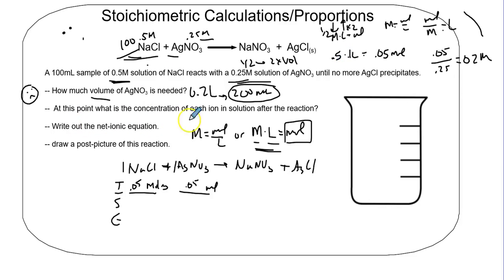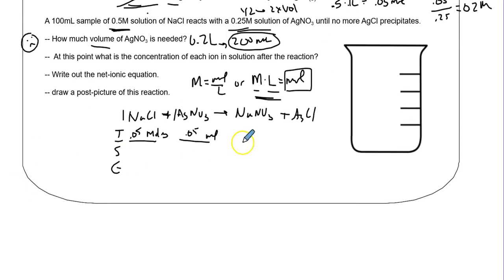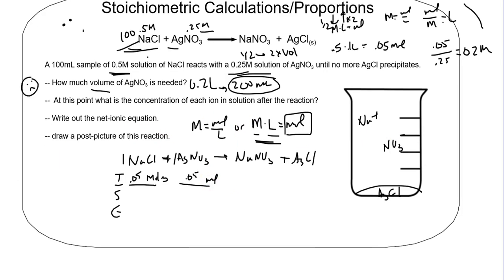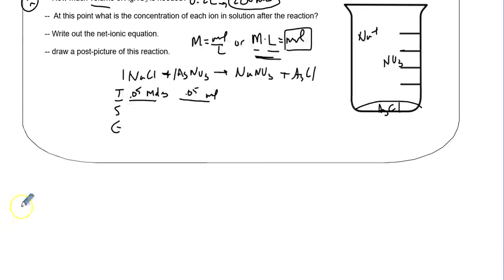At this point, what's the concentration of each ion in solution? In this situation, it wants us to draw a picture anyway, so let's draw it out here. I'm going to have some silver chloride on the bottom here, AgCl. I'll have some sodium ions floating around and some nitrate ions floating around. They want to know what is the concentration of each ion. So I'm going to do a sort of before and after type situation.